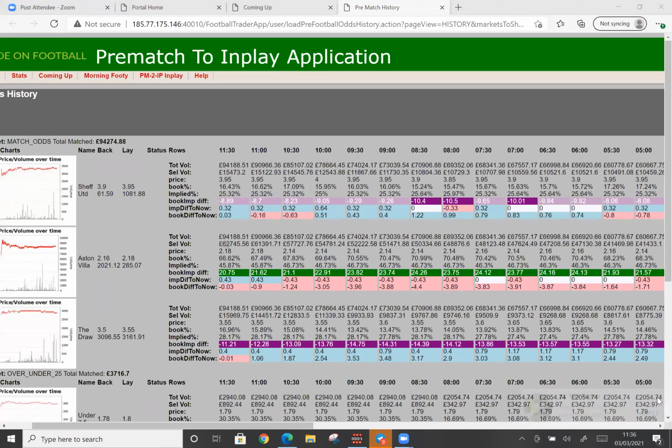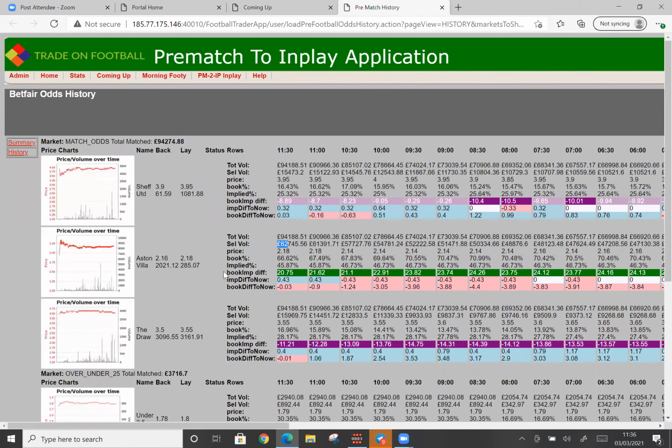So they've taken 66% of the book, and the implied price 45.187 equals 2.18. So the difference is 20.75. Here we can see, though, they started this morning 2.16, went down to 2.14, and it's drifted up. If you see around 4 pinks in a row or 4 blues in a row, that suggests that the price is going out or coming in. And it's gone out to 2.18.